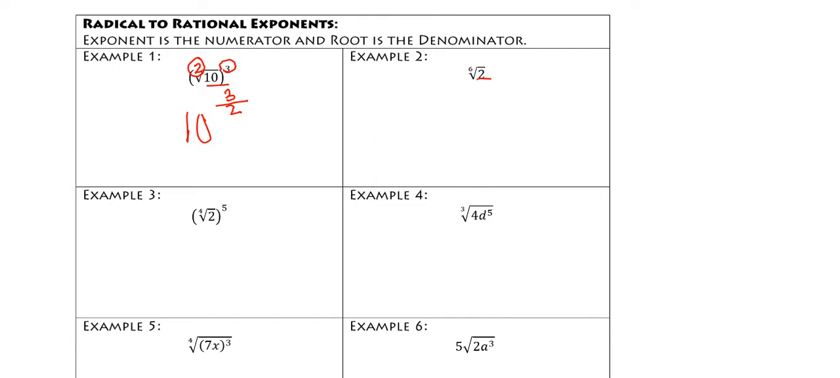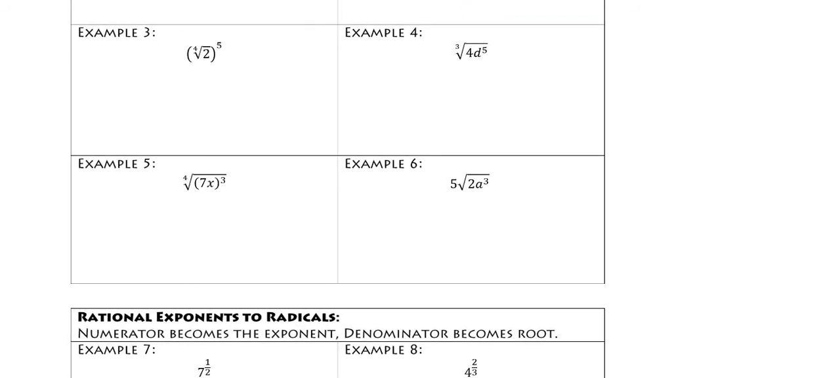Here, 2 is our base. Nothing's written for the exponent, so it's a 1, so 1 over, and then 6, which comes from right here. So 2 to the 1/6 power. Example 3. Our base is 2, so we keep the base 2 raised to the 5/4 power.